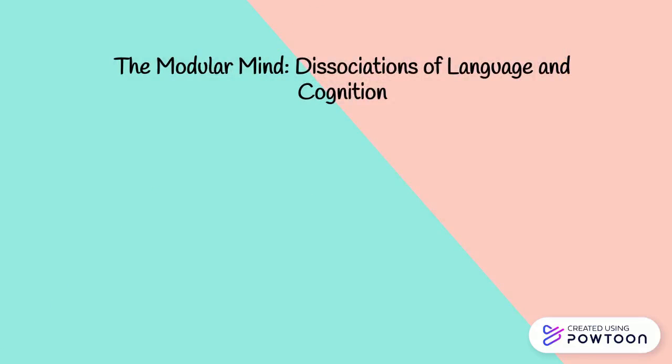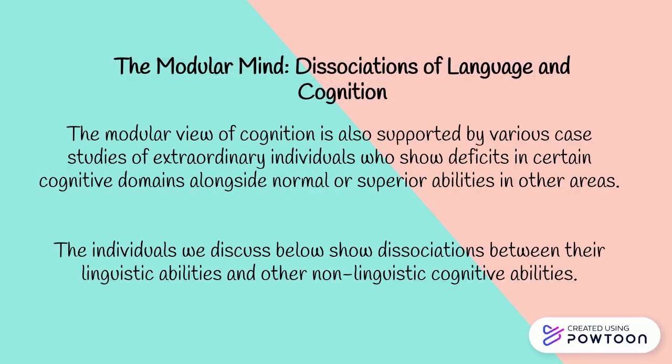The modular mind, dissociations of language and cognition. The modular view of cognition is also supported by various case studies of extraordinary individuals who show deficits in certain cognitive domains alongside normal or superior abilities in other areas. The individuals we discuss below show dissociations between their linguistic abilities and other non-linguistic cognitive abilities.